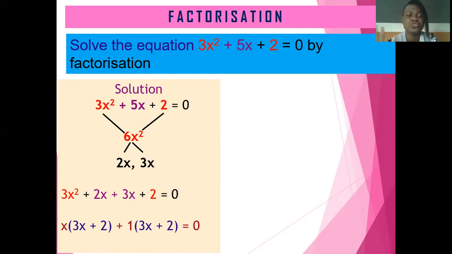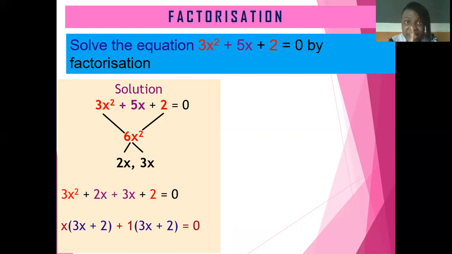So 1 into 3x plus 2. Now you can notice I use the same color for the two brackets, okay? Because like I said, the two brackets must contain the same terms. If not, you need to start all over again. You might have made a mistake somewhere, okay?